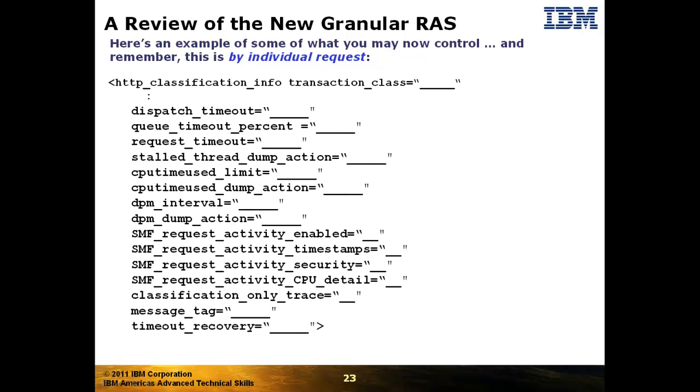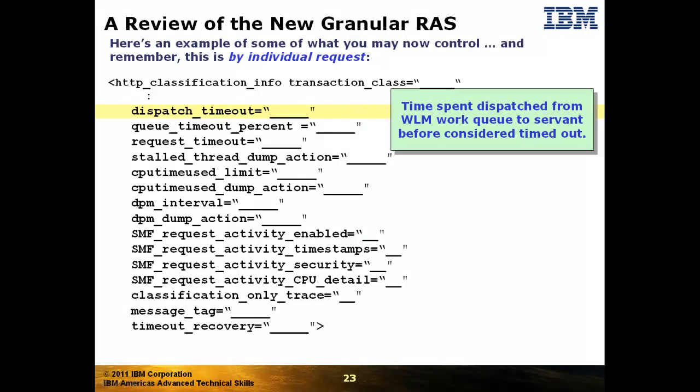Here's a listing of the new functions enabled at the request level. You may now specify dispatch timeout values at the individual request level. If you know certain applications typically have longer delays, you can take that into account, whereas before it was set at best down to the protocol level.